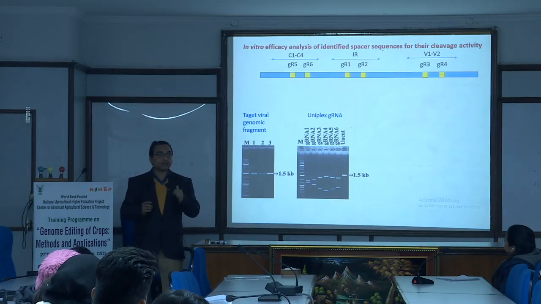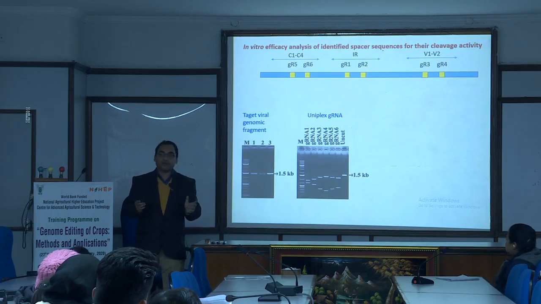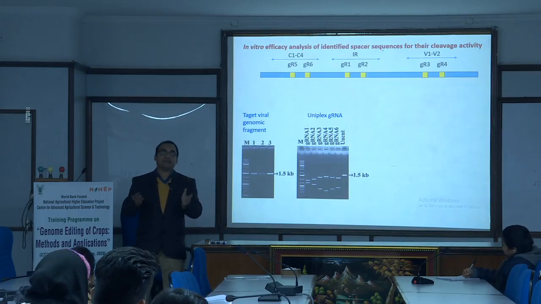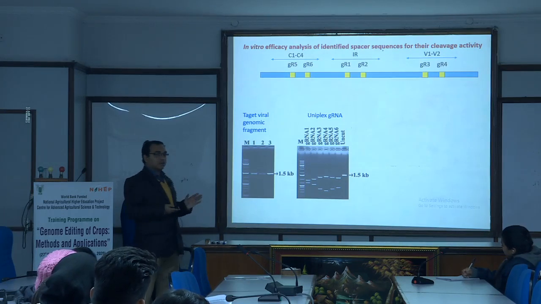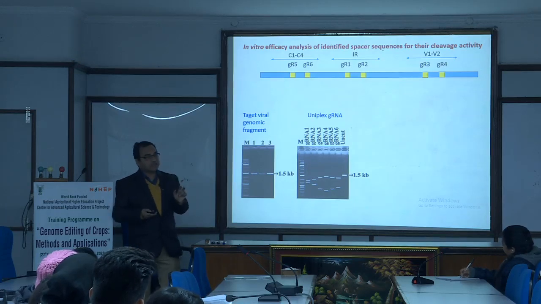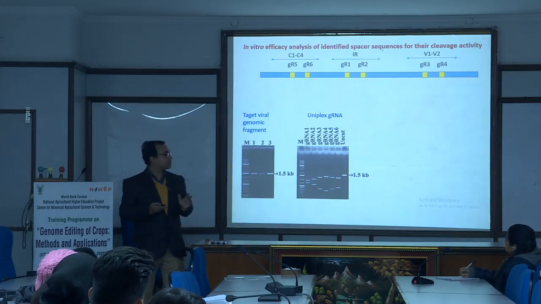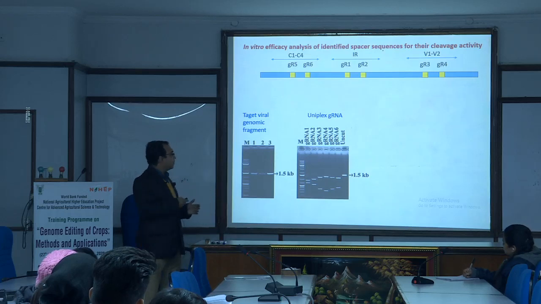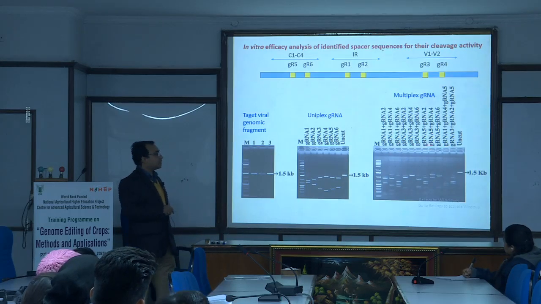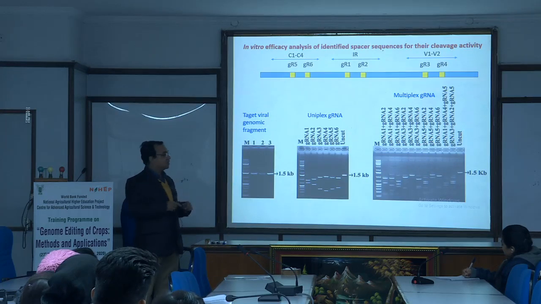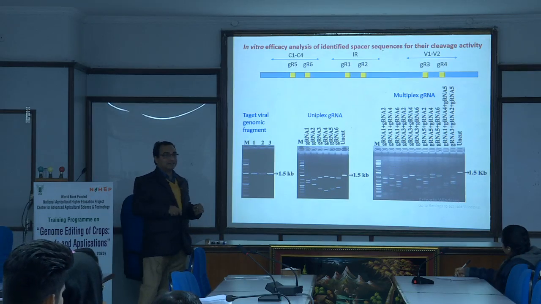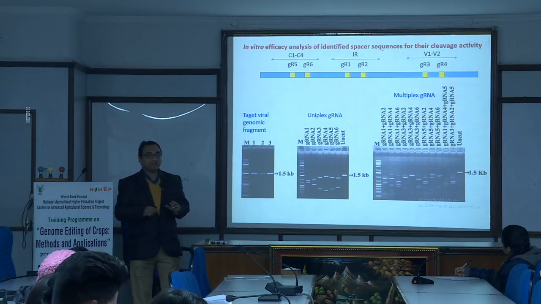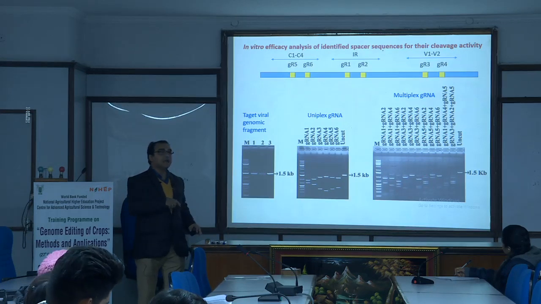Now, the question is, our target is to do multiplexing. So, if we put multiplexing conditions, what will happen? We took only duplex and triplex combinations, not more than that, because the combinations would be much more. Even in duplex, we have 9 combinations with the 6 gRNAs, and 2 triplex combinations we have chosen, and you can see so many cuts. So, if you use 2 at a time, the viral DNA will be chewed up by so many cuts.